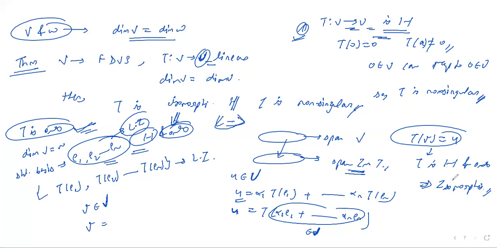Now let's do an example of it. I want to find the linear operator T. There is a linear operator on R cube, defined as T of (x, y, z) equals (2x, 4x minus y, 2x plus 3y minus z).